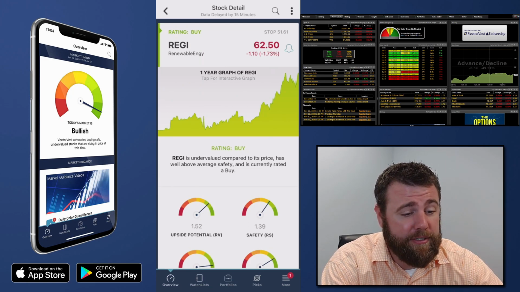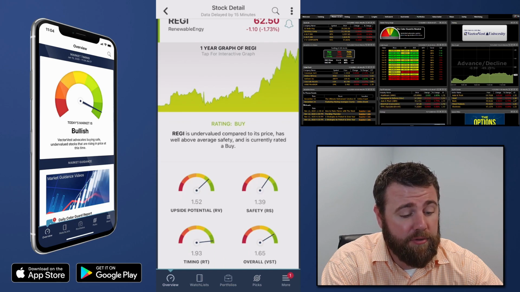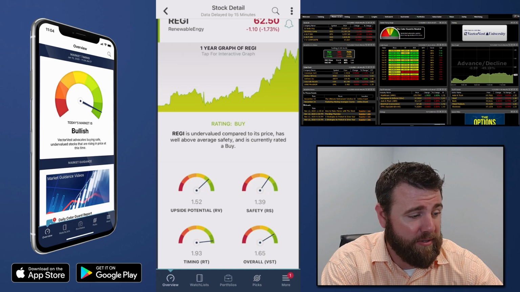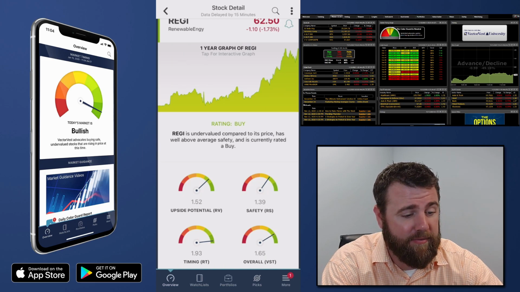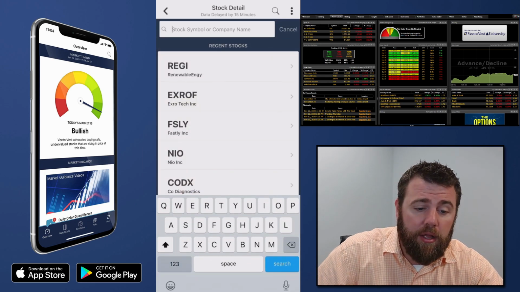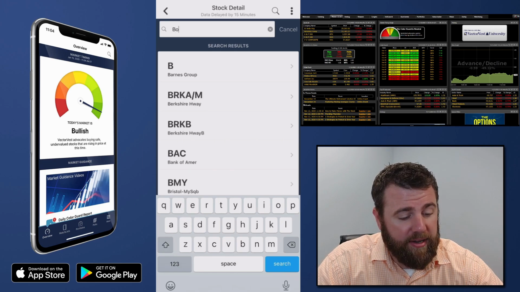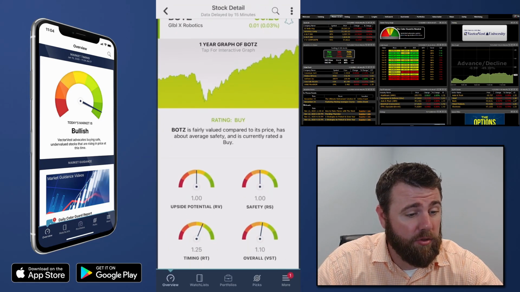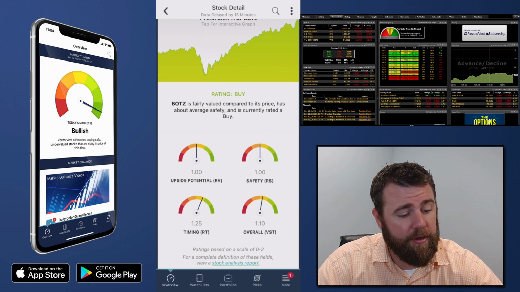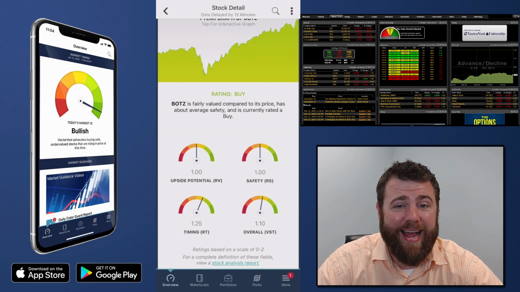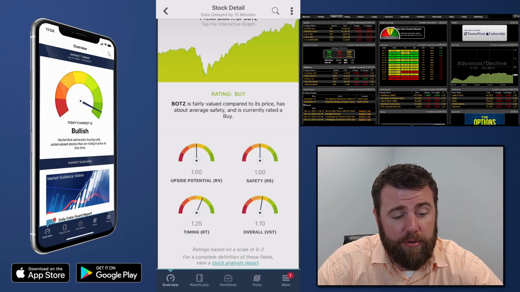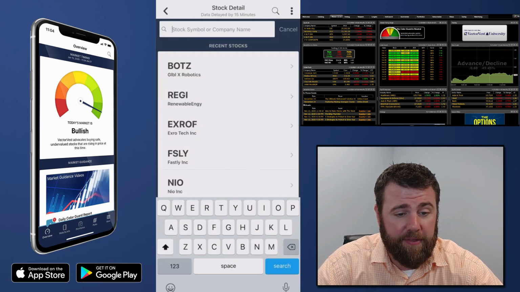All right, so REGI, great long-term potential, less risk associated with this stock. It's been in a really strong uptrend recently. So yeah, this stock is still definitely favorable. BOTZ. So it looks like this is going to be an ETF. Therefore, your main focus is going to be the timing. 1.25, consistent, steady uptrend. So yeah, stock or ETF is definitely favorable here.